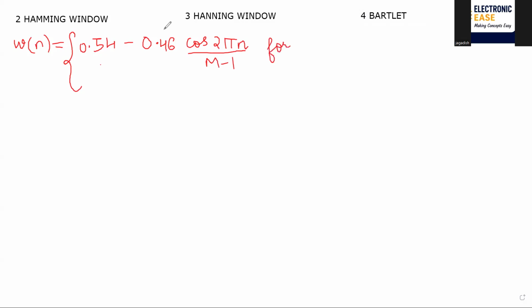This is for the Hamming window, the second one, for n equal to 0, 1, 2 up to m minus 1. So we will be using the formula for this, and it will be 0 elsewhere. So for the Hamming window, this is the formula.